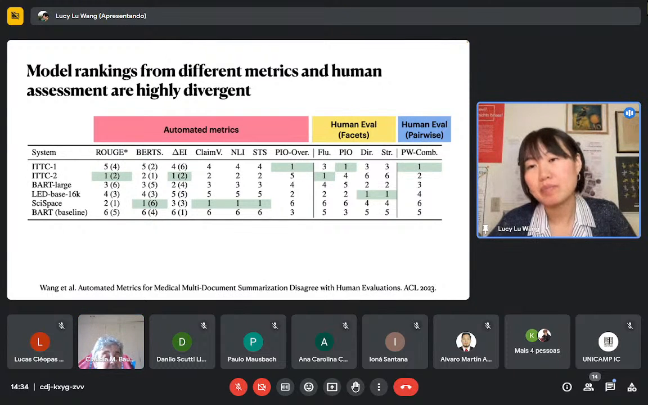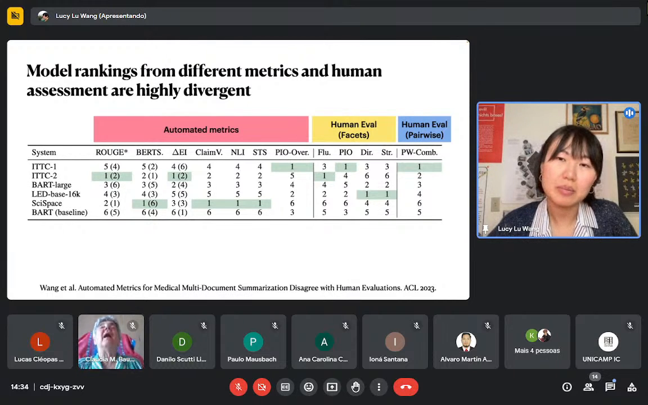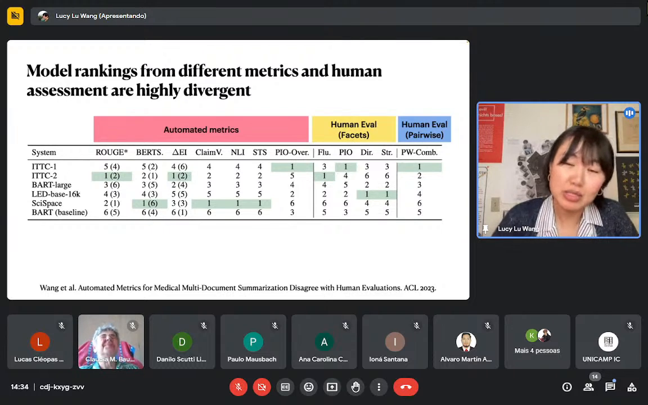Yeah, so that's also why we're not looking at something like correlation between automated metrics and human evaluation, although we do examine that.